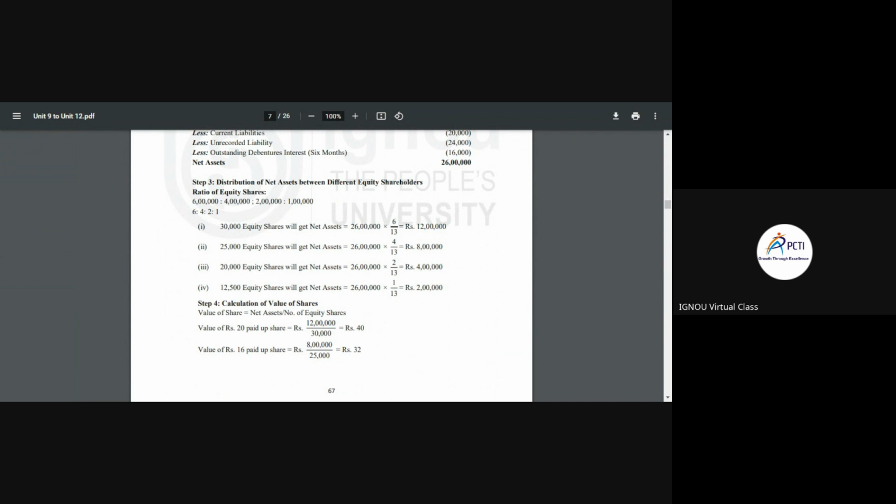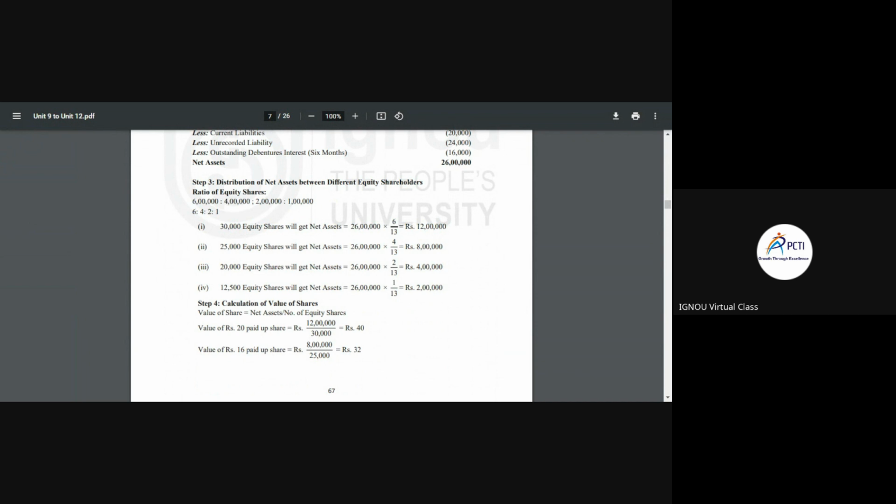25,000 equity shares will get net asset equal to 26 lakh multiplied by 4 divided by 13, equal to 8 lakh. Then 20,000 equity shares will get net asset equal to 26 lakh multiplied by 2 divided by 13. Then we have 4 lakh. Then 12,500 equity shares will get net asset equal to 26 lakh multiplied by 1 divided by 13, equal to 2 lakh.